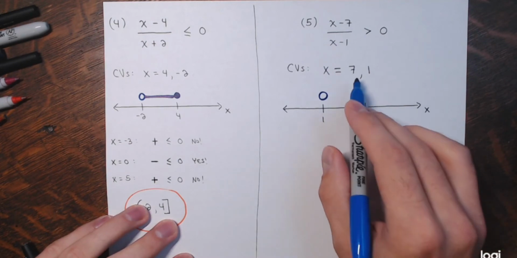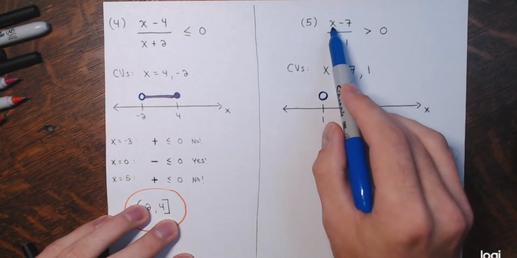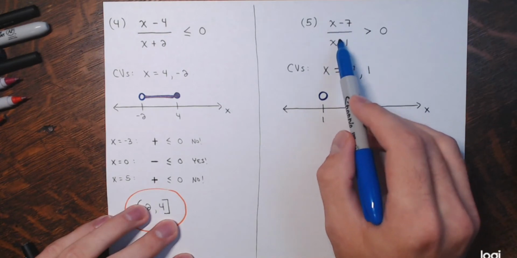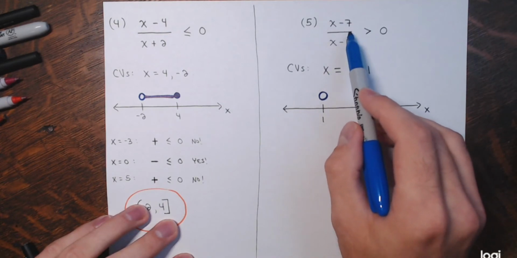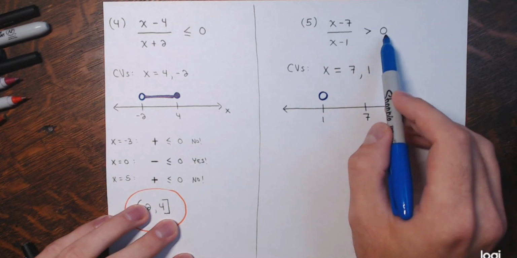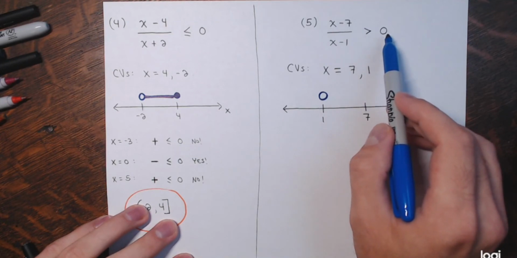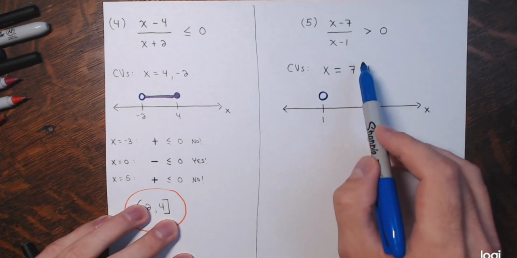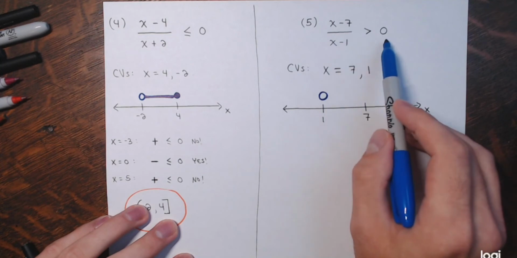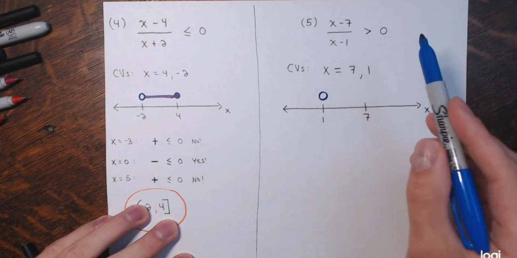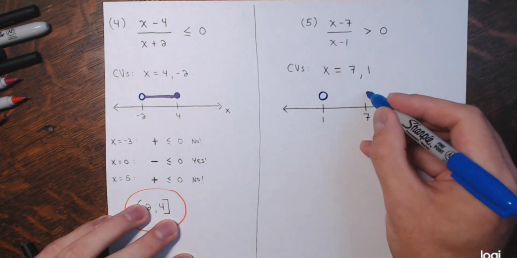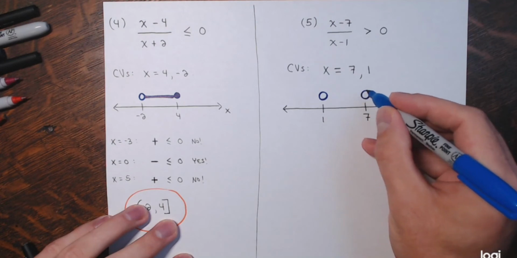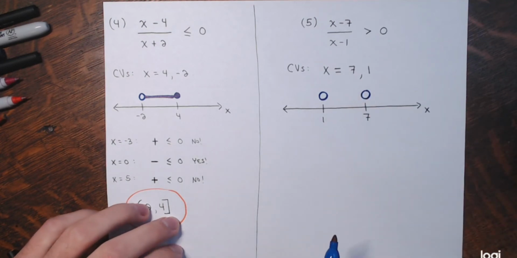When I plug in 7, you'd have 0 divided by 6. You'd have 0 on the left. Now, is 0 greater than 0? No, it's not. 0 is equal to 0, but there is no or equal to symbol here. So when I plug in 7, it's false. We'd get 0 is greater than 0. So 7 doesn't work either. So just an open point above 7 as well.